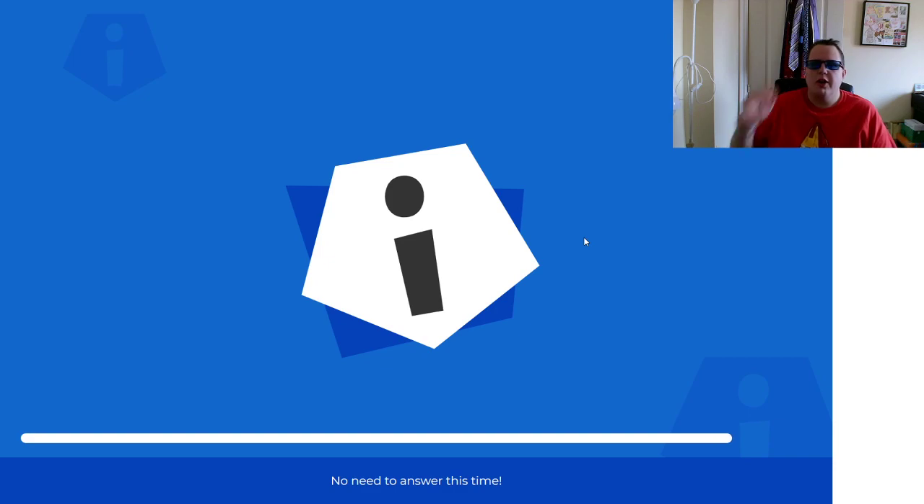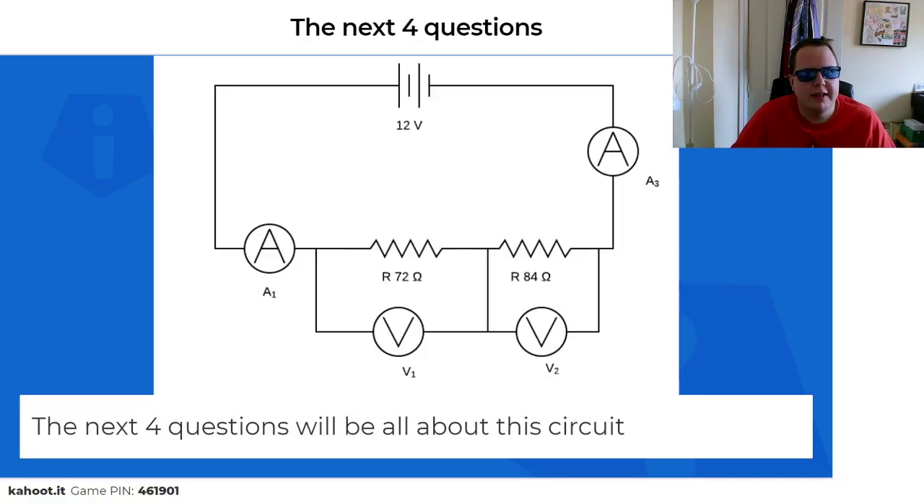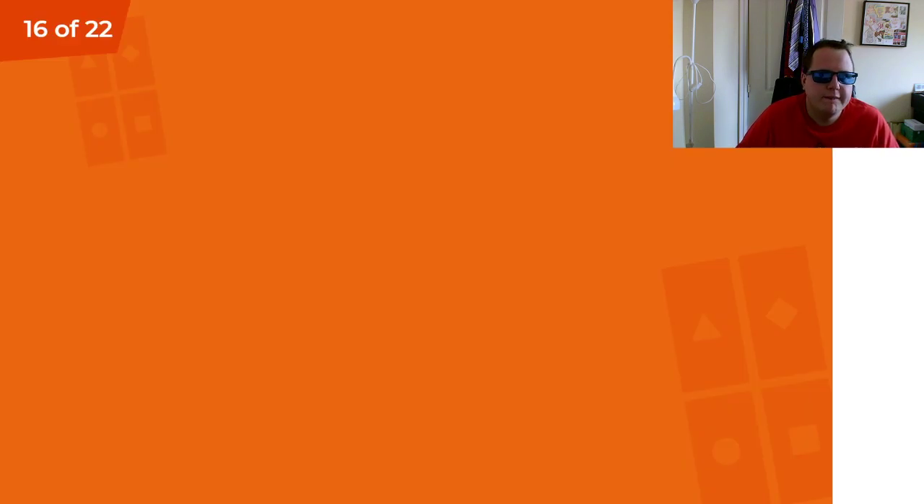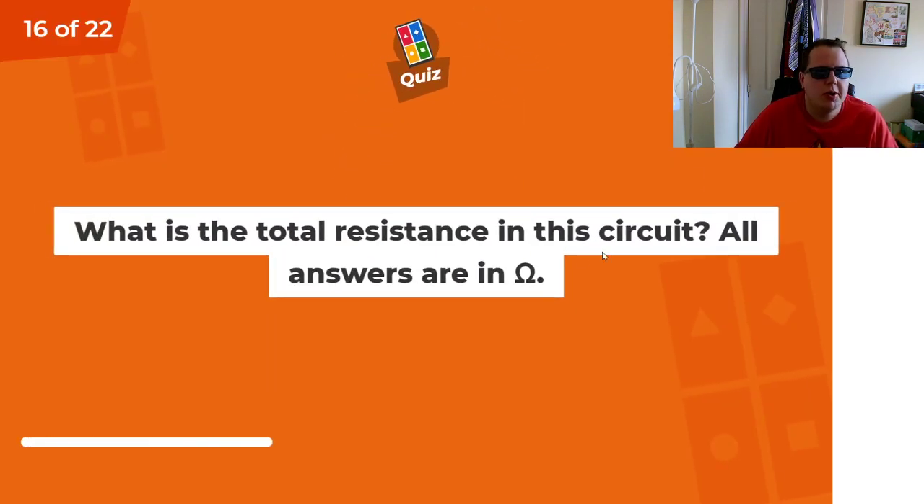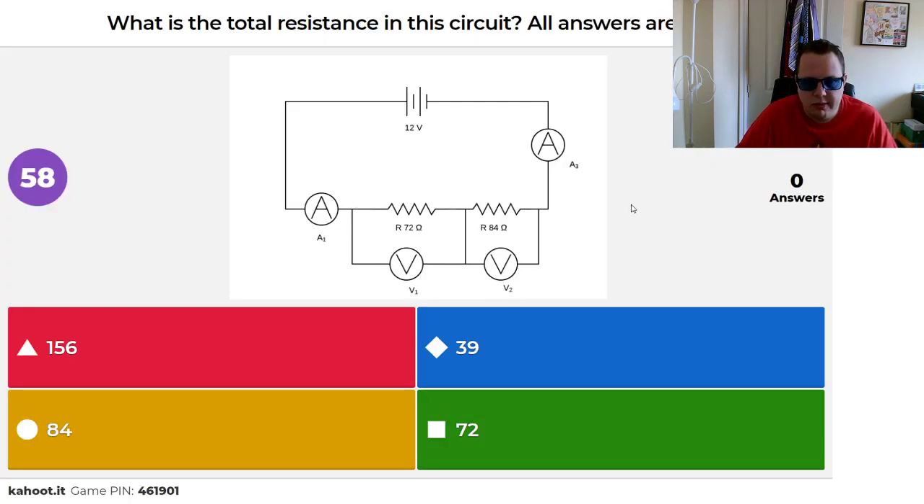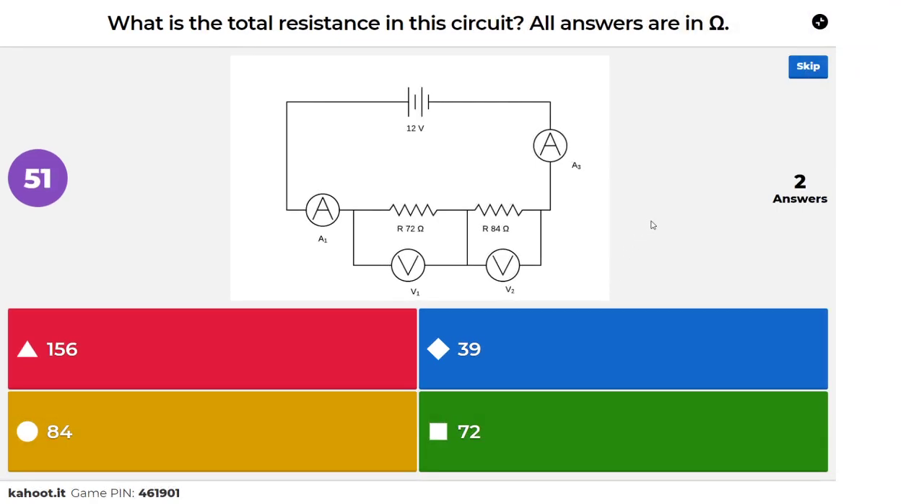Okay, right, so again, this is just telling us that the next 4 questions are based on this circuit. So we've now got a series circuit. Okay, so what is the total resistance in this circuit? Alright, all the answers are in ohms because I couldn't put ohms on an answer. So all the answers are ohms. What's the total resistance of this circuit?